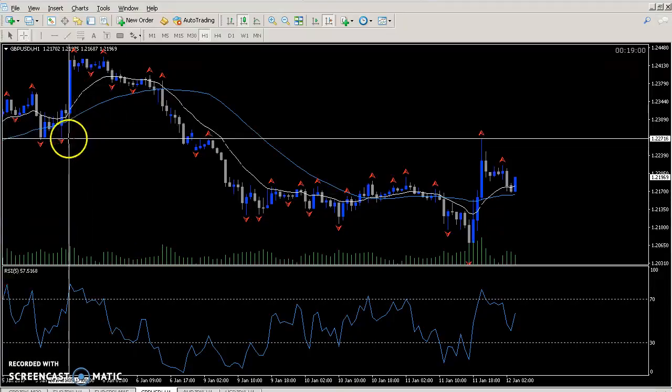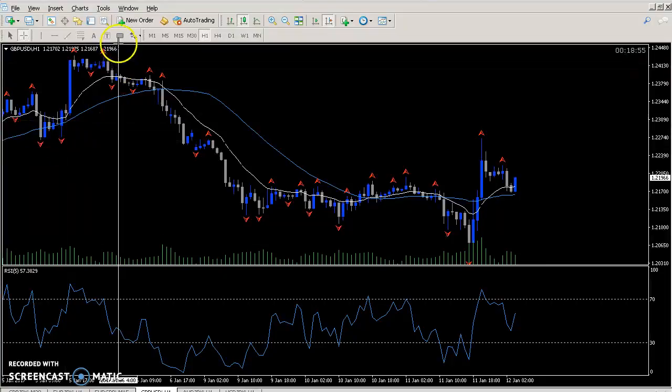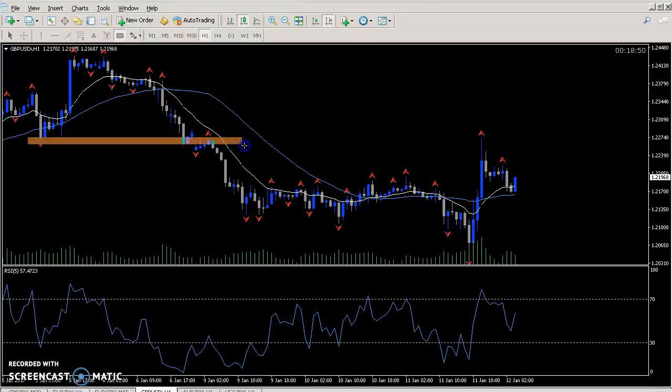So now you see the down arrows right here. All you have to do is create a rectangle and wait for it to pass these arrows. It's going to come back and bounce up. You would put a pending order right here with a 30 pip stop loss. Boom, trade. Same thing in an uptrend. Very, very simple.